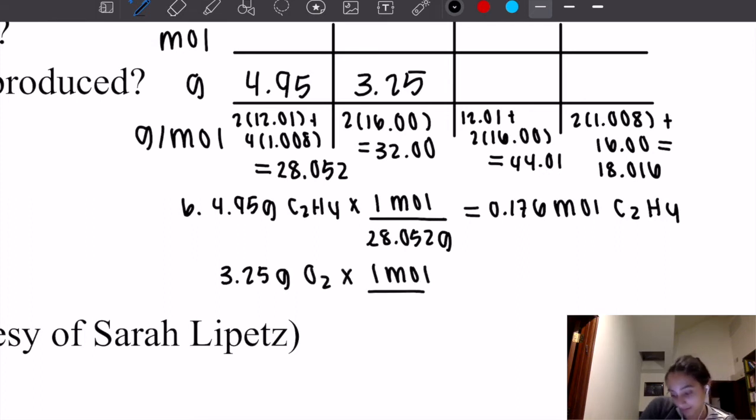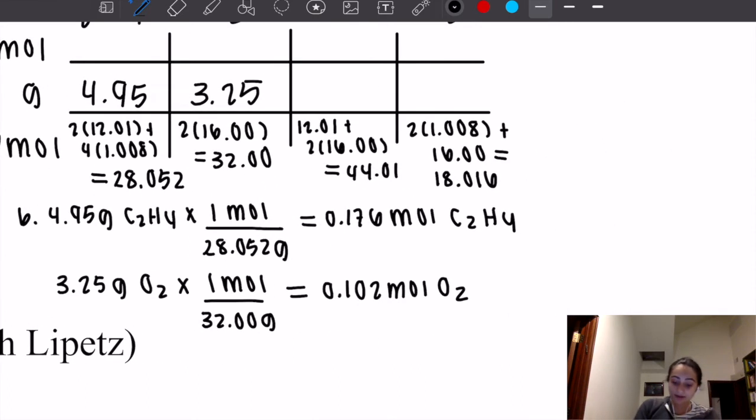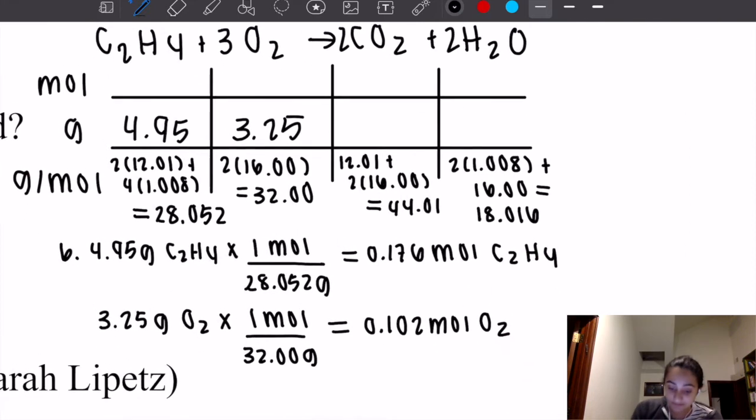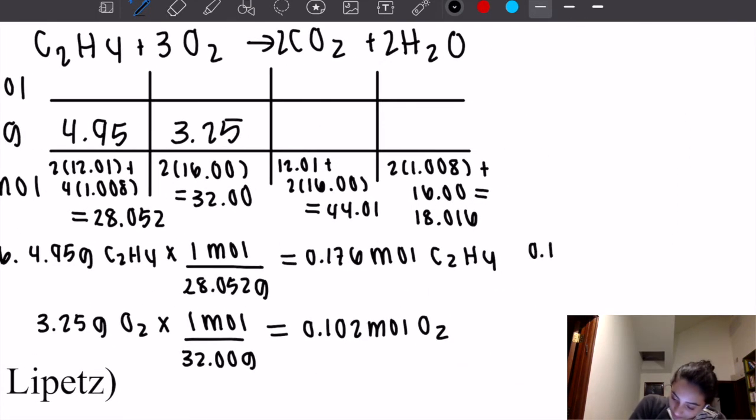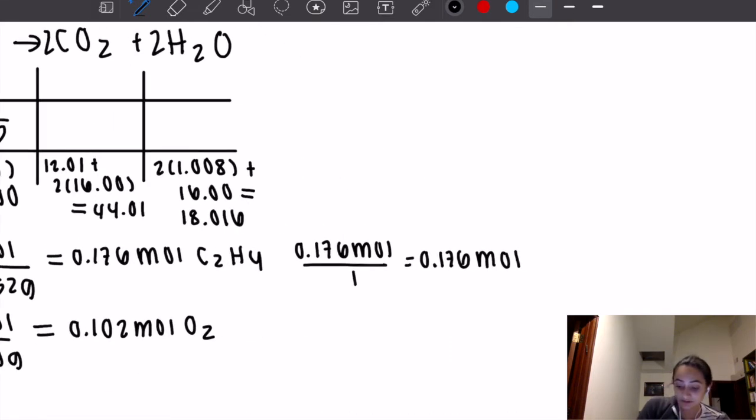Then we are going to divide by molar mass. And this part is just like basic stoichiometry. And then we are going to get 0.102 moles O2. And then we still have one more step to do. We need to divide by the coefficient. So C2H4 has a coefficient of 1. That equals 0.176 mole for C2H4.